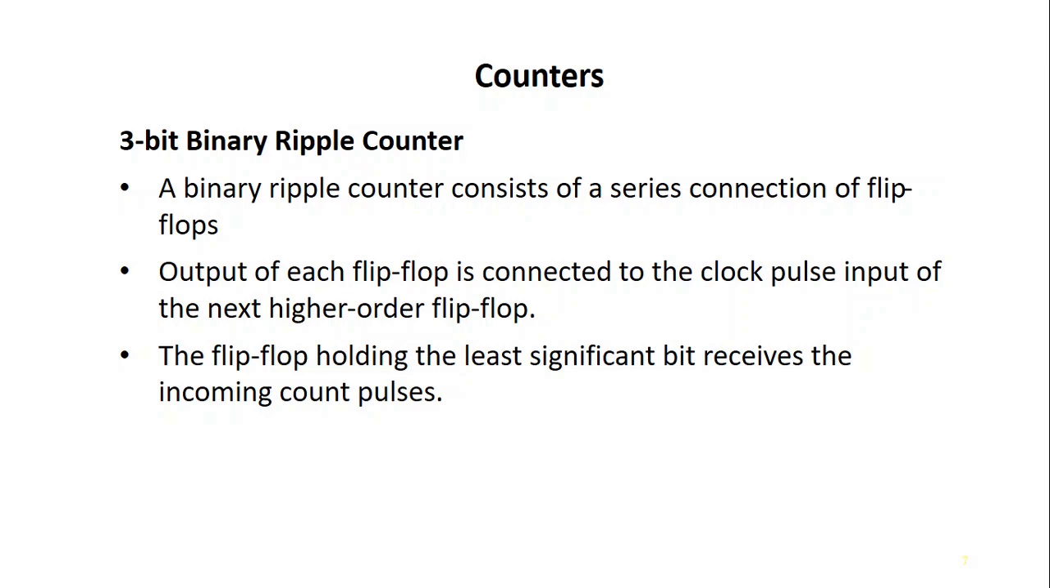Now we can see the design of a 3-bit binary ripple counter. 3-bit binary ripple counter means we must have 3 different flip-flops for implementing the counter. And all the 3 flip-flops are connected in series. And the output of each flip-flop is connected to the clock pulse input of the next higher order flip-flop. And the flip-flop holding the least significant bit receives the incoming count pulse.